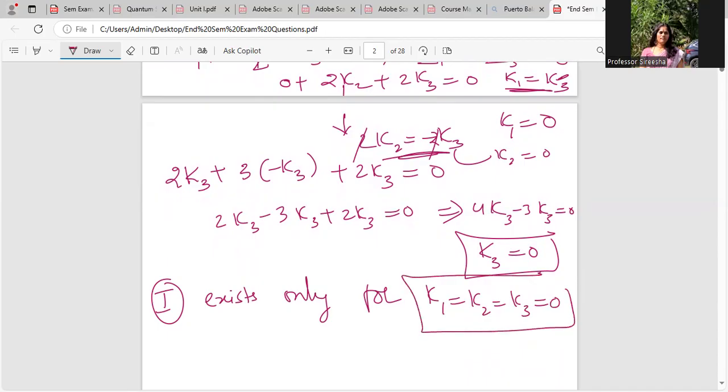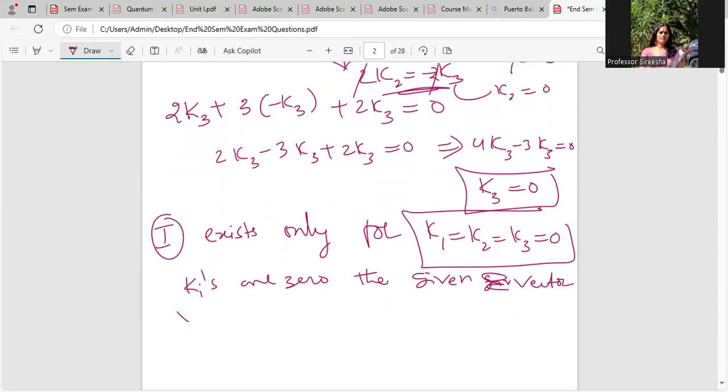According to the definition, I will explain clearly in another video why, when all three are 0, we say linearly independent. Just go with the definition first. The definition says that if all ki's are zeros, then the given vectors are linearly independent. The given vectors, which I have notated as x1, x2 and x3, are linearly independent.